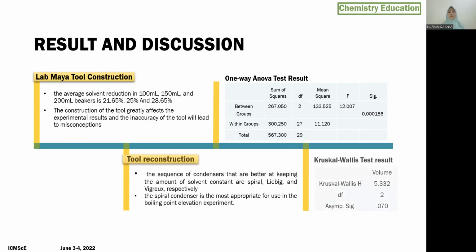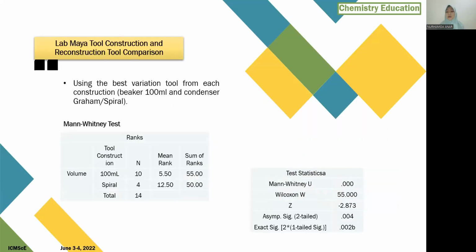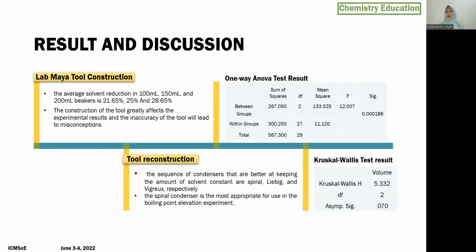From the tool reconstruction, or the second construction of the experiment, we can find that the sequence of condensers that are better at keeping the amount of solvent constant are spiral, Liebig, and Friedrichs respectively. From the Kruskal-Wallis test result, we can find that the difference is not significant, but we can conclude from the mean rank of the Kruskal-Wallis test that the spiral condenser is the most appropriate for use in the boiling point elevation experiment, because with this condenser the solvent remains constant at 100 milliliters.